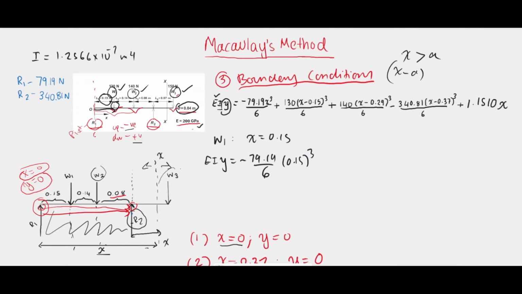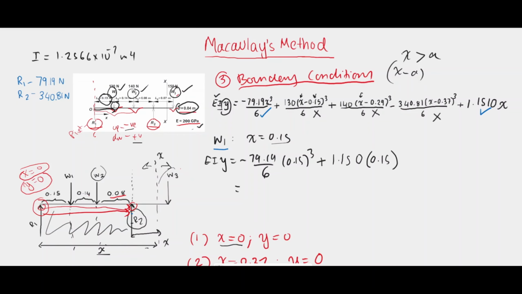So in this term, when x is equal to 0.15, is x over here greater than this value? No, it is not. So this is not valid. Same thing here. When we sub in x as 0.15 here, is it greater than 0.29? It isn't, so it's not valid. The same thing goes here. It is not valid. So the only terms that we need for this equation to solve for W1 are this term and this term. So let's continue.